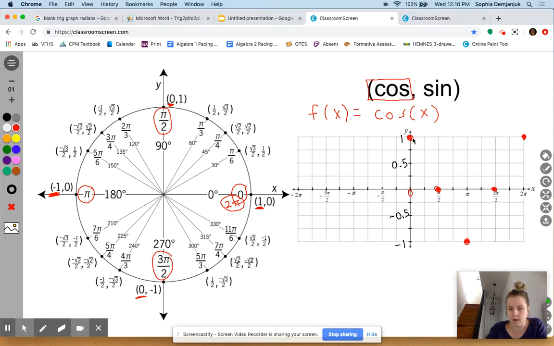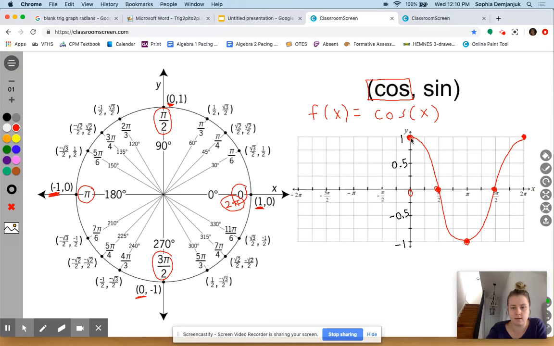So we can draw the curve that connects these dots. And we can continue on going to the right forever or going to the left forever. I'm going to do one full rotation. We were just working in the positive direction of going counterclockwise. I'm now going to work in the negative direction of going clockwise.